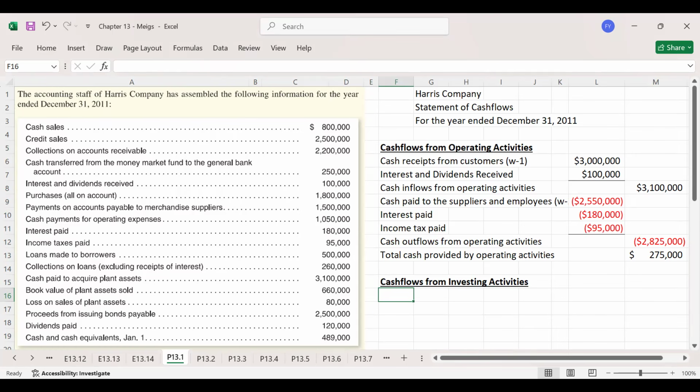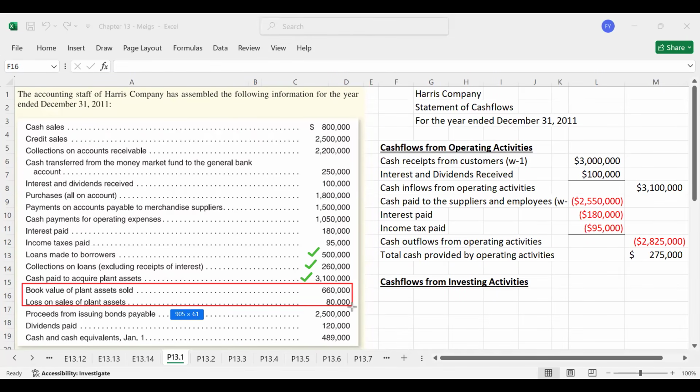So here you can see that we have loan made to borrowers. So first of all, we have loan made to borrowers. Then collection on loans is also here. Cash paid to acquire plant asset, and then we have calculated cash proceeds with the help of these two information. So now we are going to represent this information here under the heading of cash flows from investing activities.